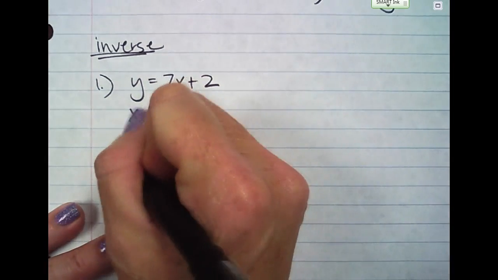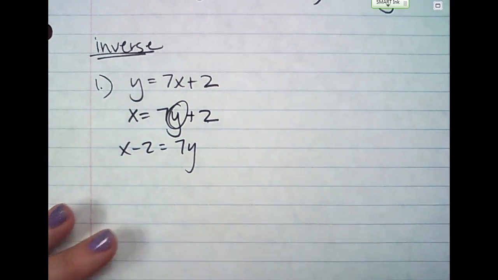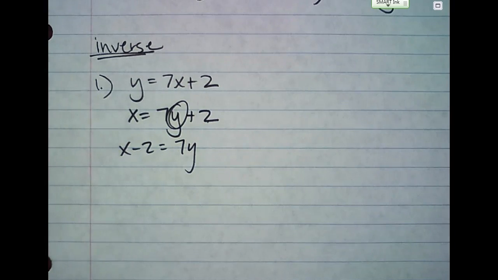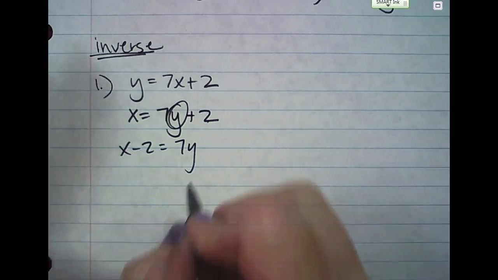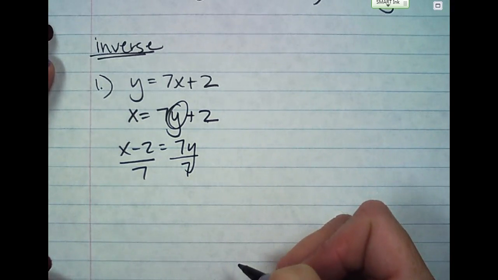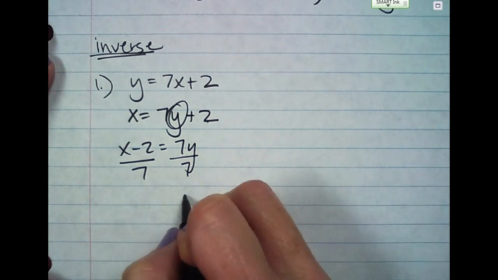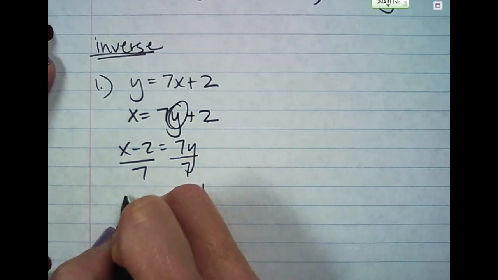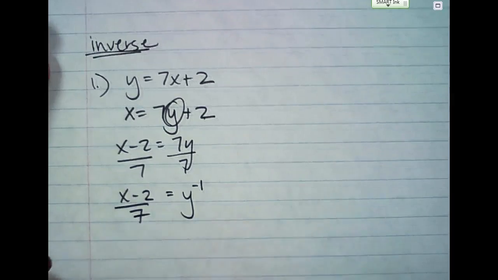So move the 2 over. And then what am I going to have to do? Divide by the what? The 7. But we can't call it y equals anymore. Remember, what notation do we use for that little crazy -1? There you go. This is called the inverse.